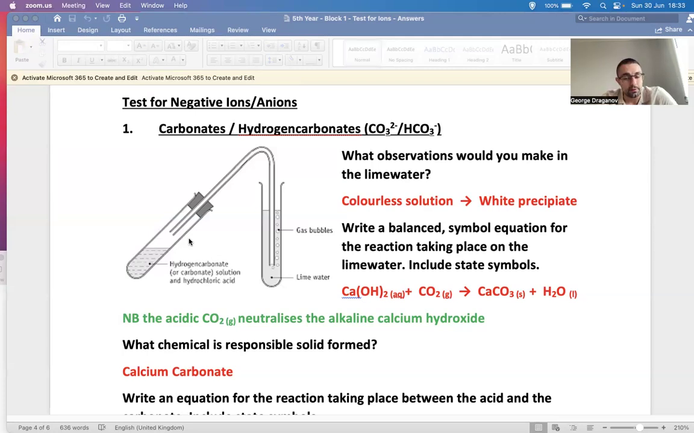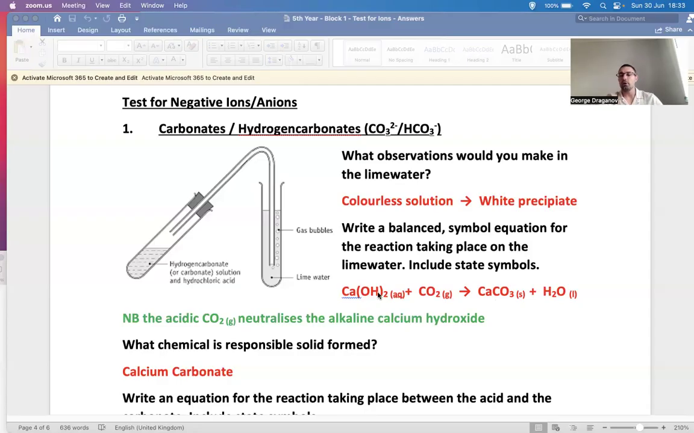If you want to further confirm this, you would bubble it through lime water with this delivery tube downwards, since CO2 is more dense than air, and the lime water will turn cloudy and form a white precipitate. The reason it forms a white precipitate, we have discussed before, is because calcium hydroxide is what lime water actually is. And when it reacts with carbon dioxide, it forms calcium carbonate, which is a solid, and water. This is a neutralization type of reaction because CO2 is an acidic gas that neutralizes the alkali.